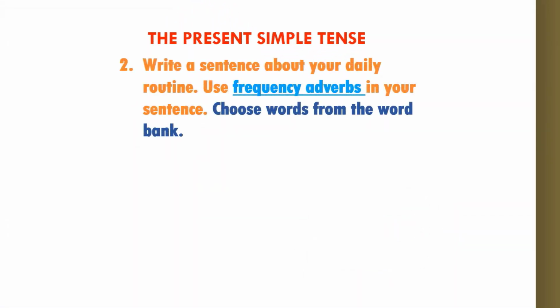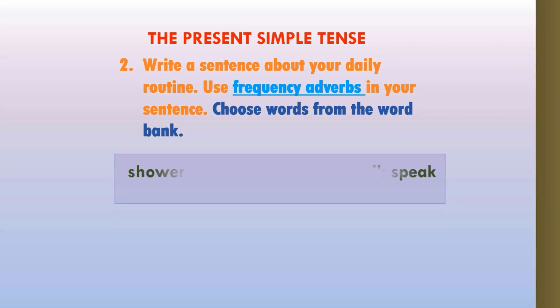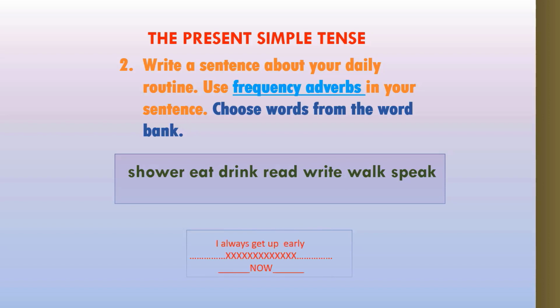Okay, so your turn now. So if you want to write a sentence about your daily routine, things that you do on a regular basis, use frequency adverbs in your sentence, and you can choose from the word bank here, or you can choose your own verbs. Okay, and remember that it's a repeated regular action. There's a pattern to it. Okay, again, you can put the sentence in the comment box or you can email it to me.